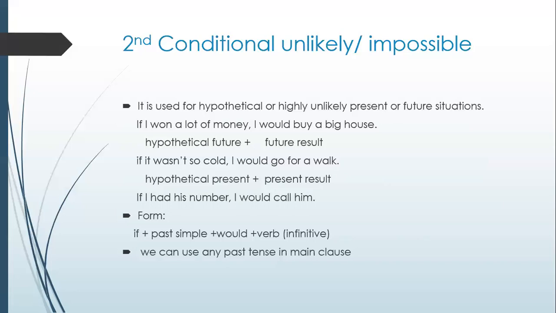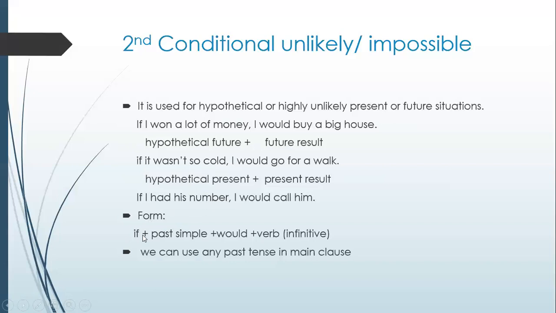If I had his number, I would call him. So I don't have his number, so I don't call him. Okay, so it is unlikely that the speaker would get a big house because he thinks it's unlikely for him to have a lot of money in the future. It is unlikely for this person to walk because it is so very cold right now. It is unlikely for him to call him because he hasn't got his number. Now, telephone number, cell number.